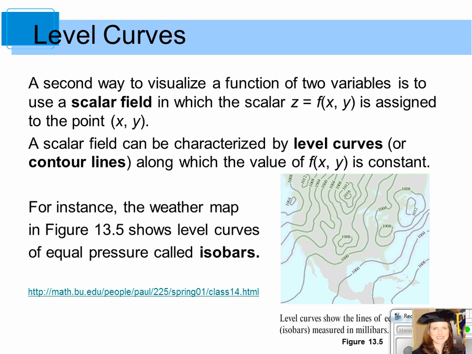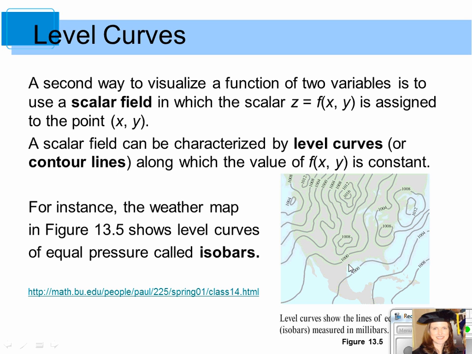A second way to visualize a function of two variables is to use a scalar field in which the scalar z equals f of x y is assigned to the point x y. The previous example required graphing 3D surfaces by hand, which can be kind of tricky. So this is a way to represent a 3D surface with a two-dimensional depiction. A scalar field can be characterized by level curves or contour lines, along which the value of f of x y is constant. For instance, the weather map in this figure shows level curves of equal pressure called isobars.